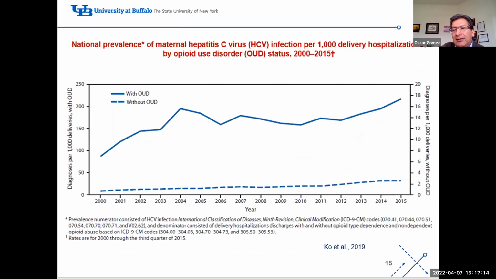And in fact, in this graph from a publication from 2019, what we see is that the number of pregnant women that have opioid use disorder and in addition have hepatitis C is really high and has doubled over the years. Here it is about 200 per 1,000 deliveries. This is in contrast with women that have hepatitis C but do not have opioid use disorder, a difference that is basically 100-fold. So this certainly is an important factor to take into account, especially now that we are going through the opioid epidemic.